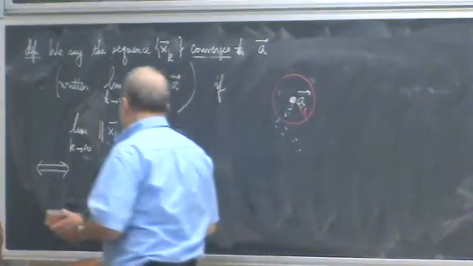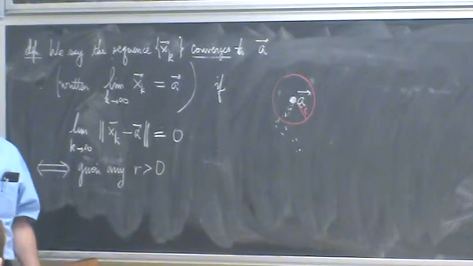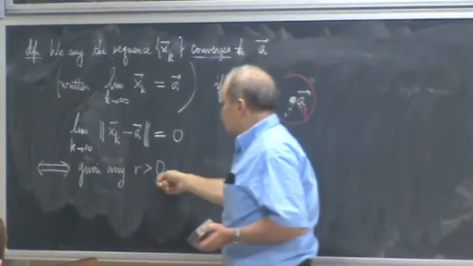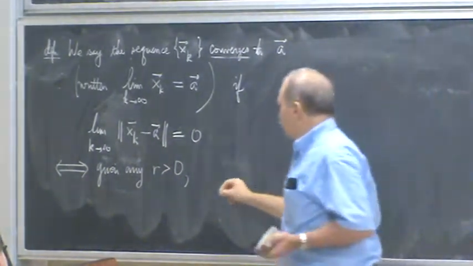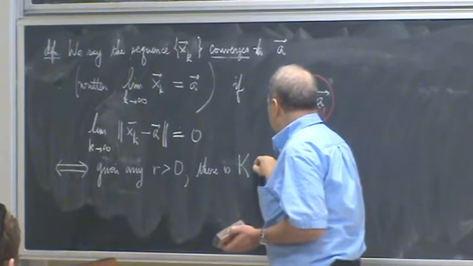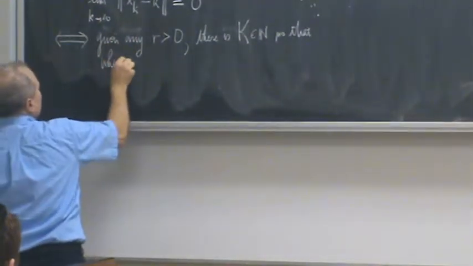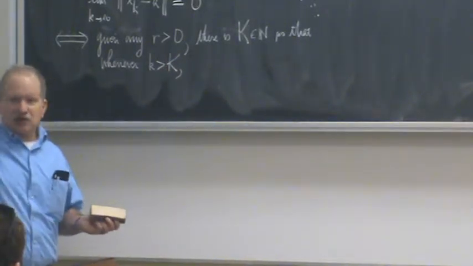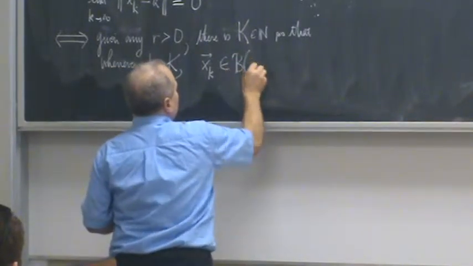So how do we make that into math? Given any positive radius r, now if it makes some of you feel better to put a Greek letter there, go ahead and do it. Make sure you use the right Greek letter or you're going to get points off. Given any radius, eventually the tail of the sequence gets inside there. So what does that mean? Well, there is some capital K, which is a natural number, so that whenever little k is bigger than capital K, that means I'm far enough out in the sequence, what must be true about the point xk? It's in the ball centered at A of radius r.